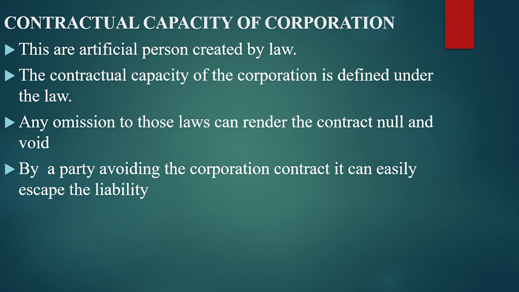Contractual capacity of corporation. These are artificial persons created by law. The contractual capacity of a corporation is defined under the law. Any omission of those rules can lead to the contract being null and void. By a party avoiding the corporation contract, it can easily escape the liability.